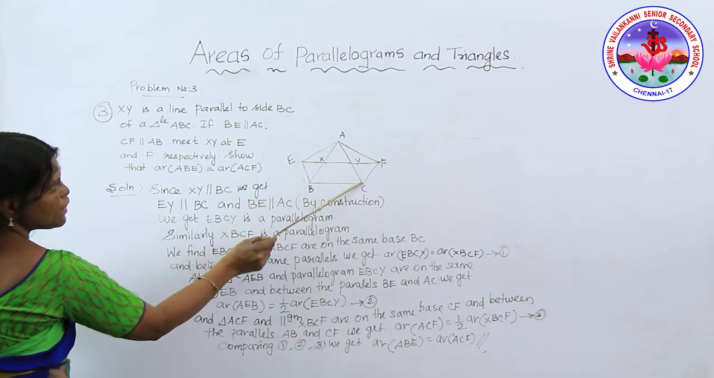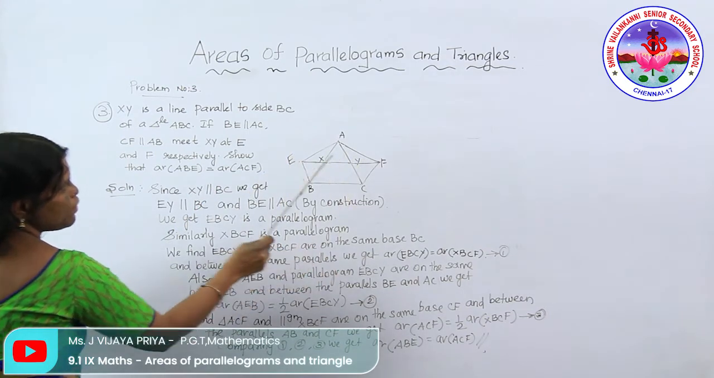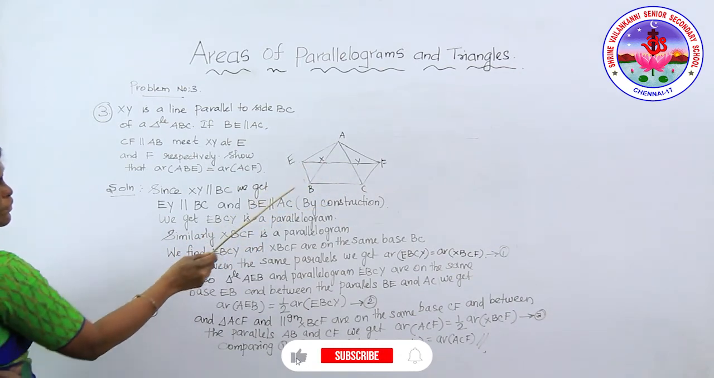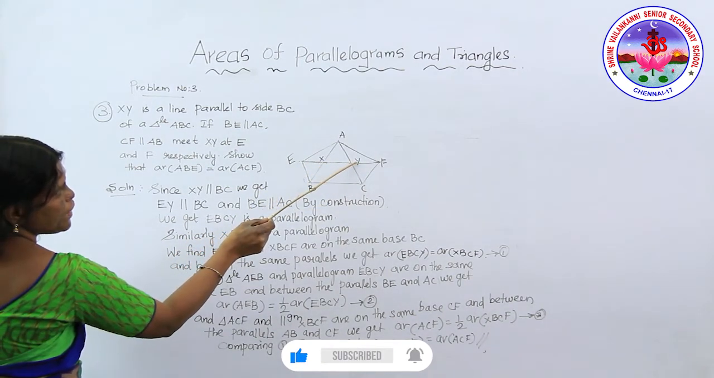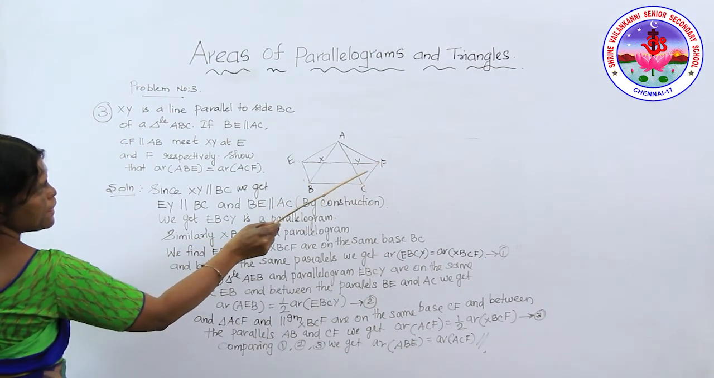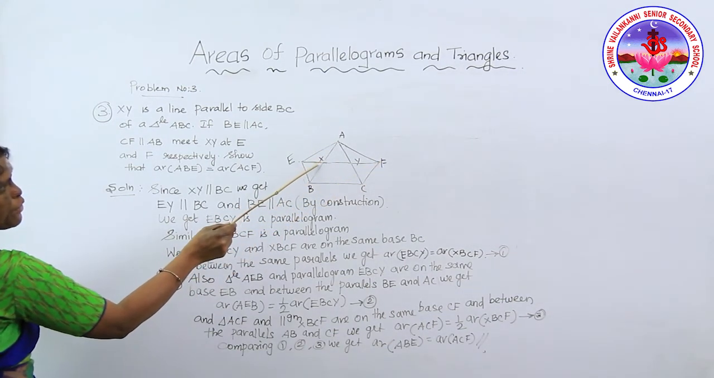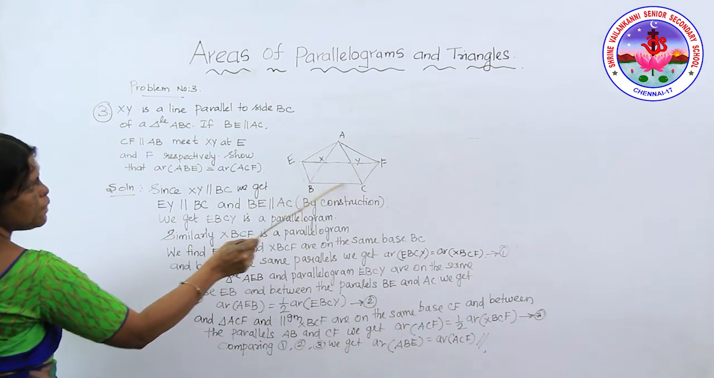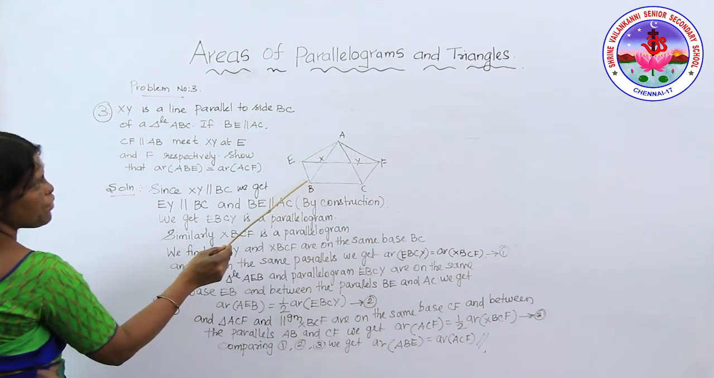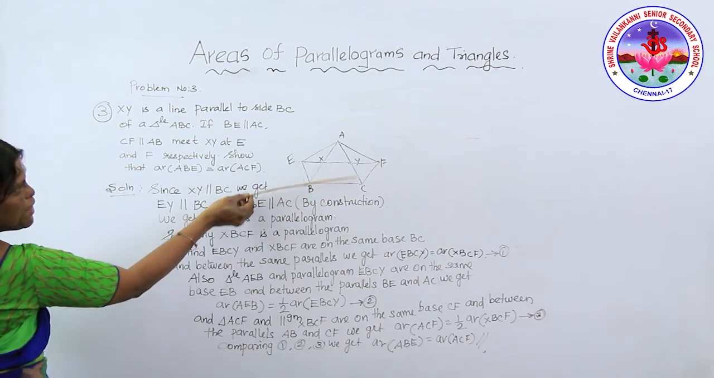So hence in this figure EBCY, I find that the opposite sides are parallel. So I can say that EBCY is a parallelogram. Similarly, if Y is extended to F, I can say that XF will be parallel to BC, and he has given CF is parallel to AB, such that CF will also be parallel to XB. So this forms a parallelogram, that is XBCF is a parallelogram. And we find that these two parallelograms are on the same base BC and lie between the parallels.